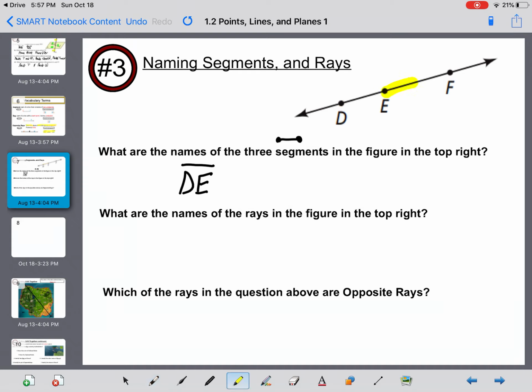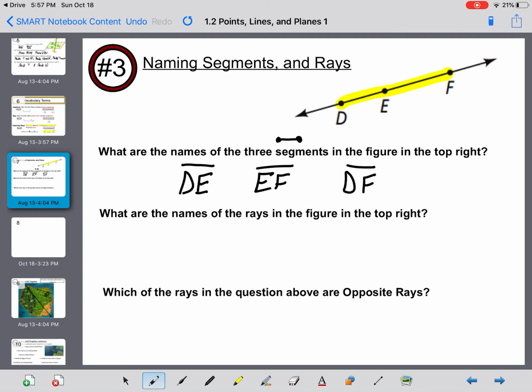The second segment I see is EF. And the third segment I see is DF. Notice I'm only writing the endpoints. Whoops. As I say it, I don't write the endpoint. DF. You do not need to write the E in the middle of those.